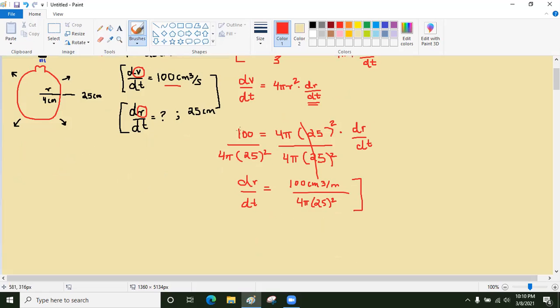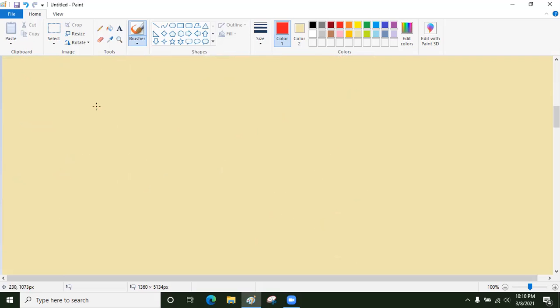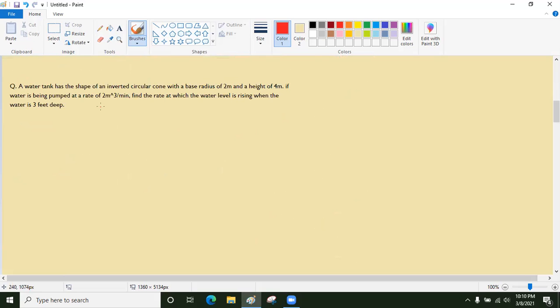So let's go ahead and look at another question here, which is a little different, but it follows more or less the same pattern. So it says here that a water tank has the shape of an inverted circular cone. It's good to take this in pieces. So if you think about an inverted circular cone, you're looking at something that looks like this.